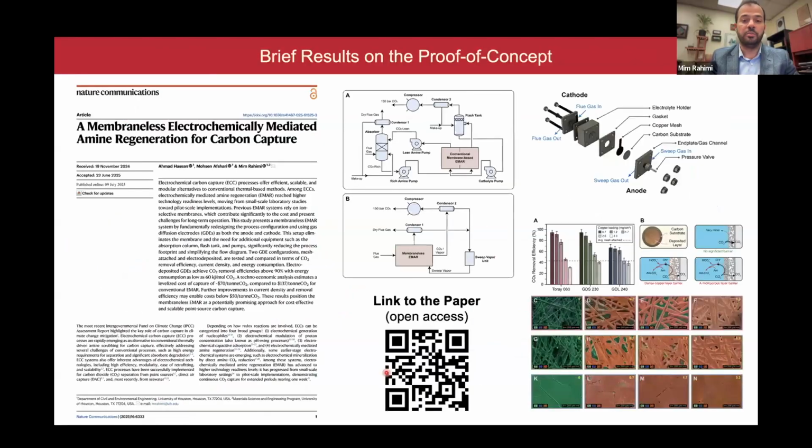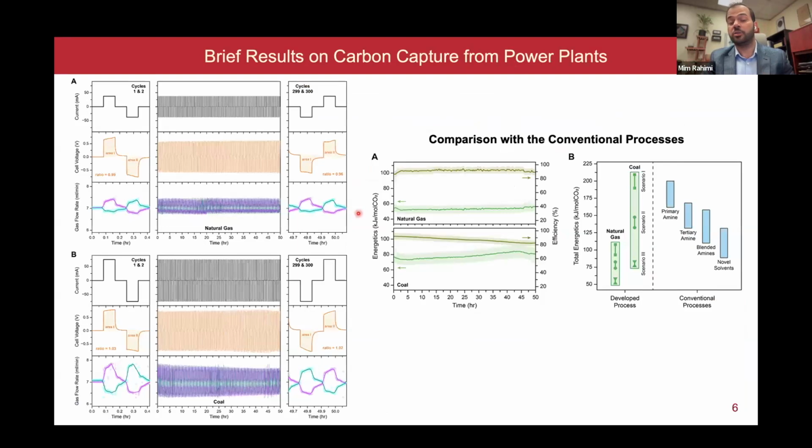A little bit on what we have achieved so far. A proof of concept is already published. We highlighted the simplification of the process in Gen 2 compared to Gen 1, designing the electrochemical cell itself, and also designing the electrode, the gas diffusion electrode, which was the key component here. And building upon this proof of concept, now we're looking at the actual implementation into a natural gas and also coal power plant.